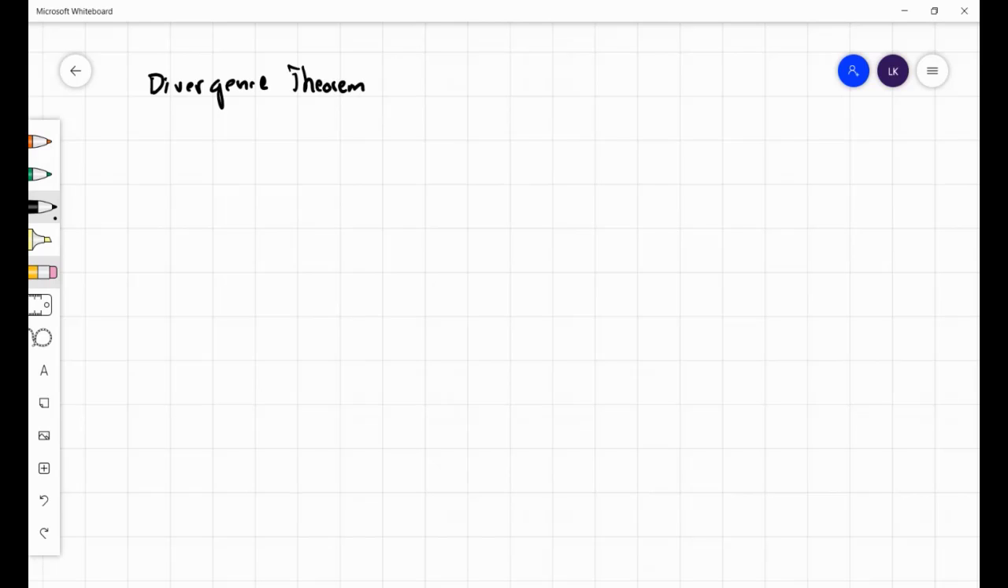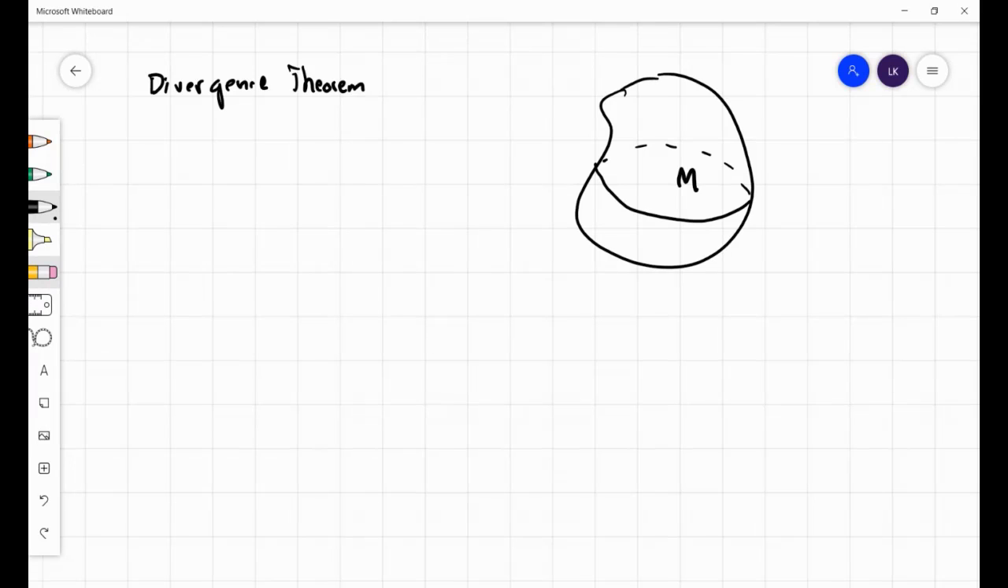You have a manifold that's three-dimensional. So that's going to be, you can think of it in R3 as being a solid. That's M. And then the boundary of M is just the surface bounding that region, the three-dimensional region.